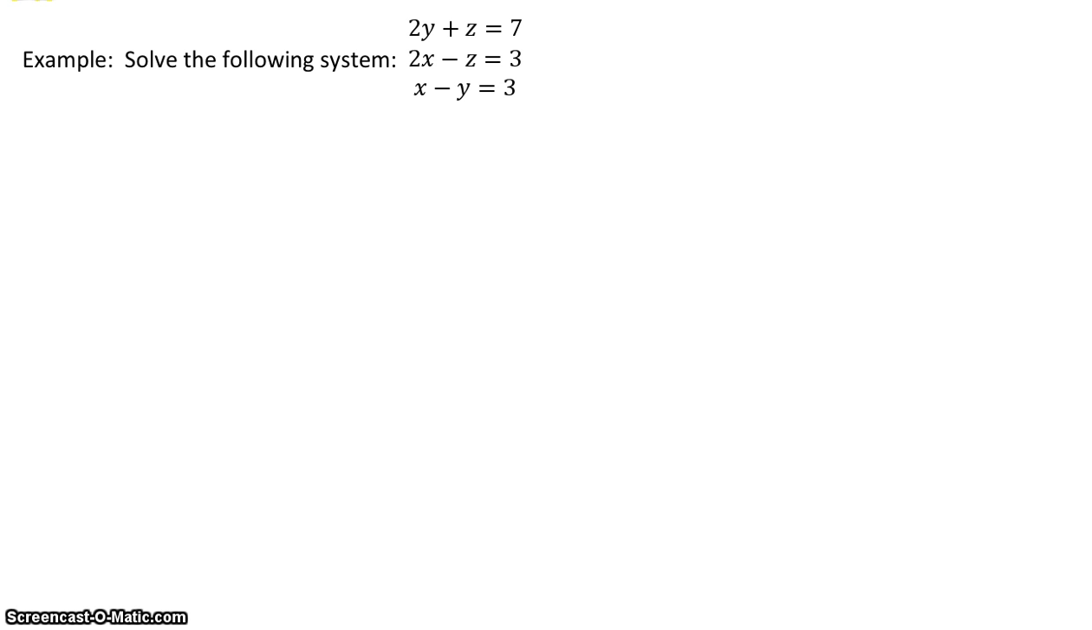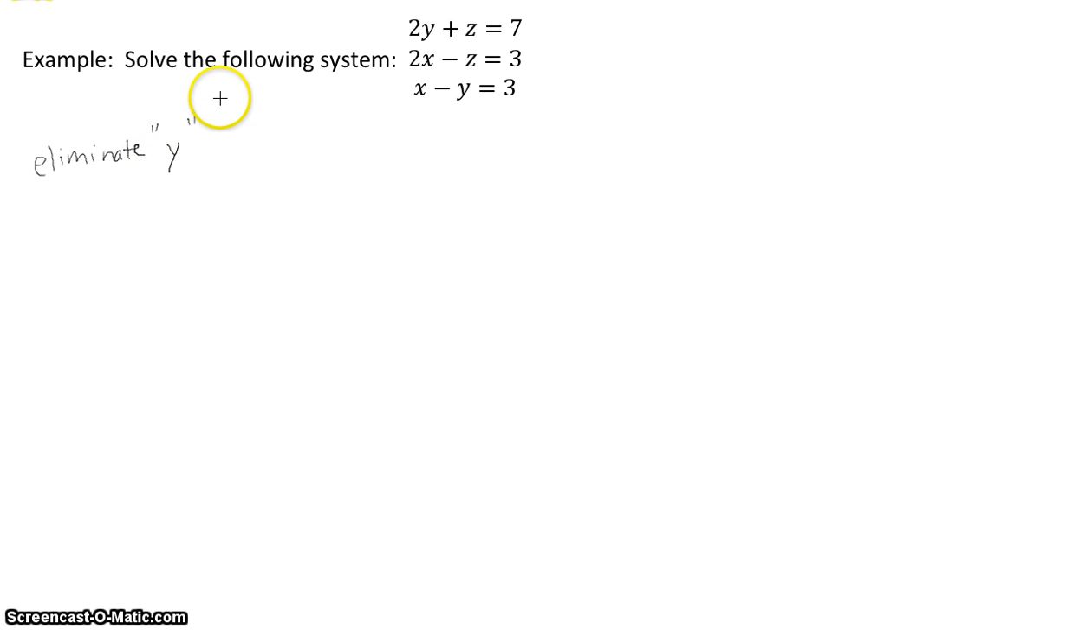Now I'm going to jump to this one, and this is going to look completely different than the ones that we just did because of the fact that this only has equations with two variables in it. But the process is still the same. You need to pick a variable to eliminate. Doesn't matter which one you pick. So I'm going to pick y.